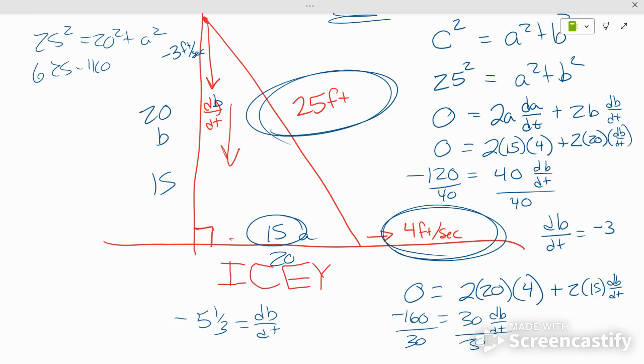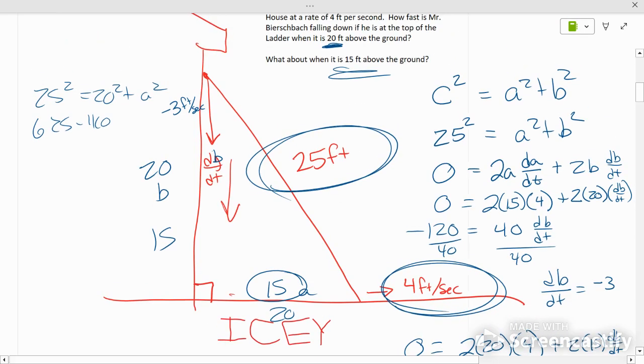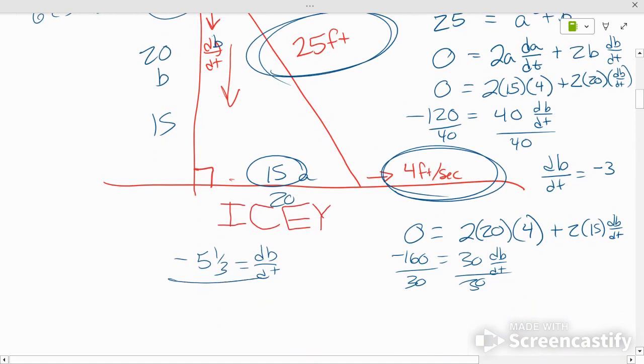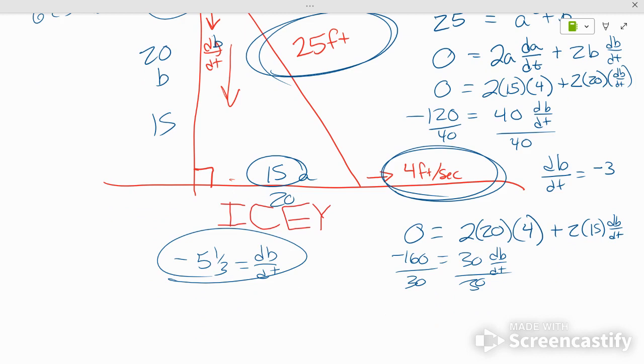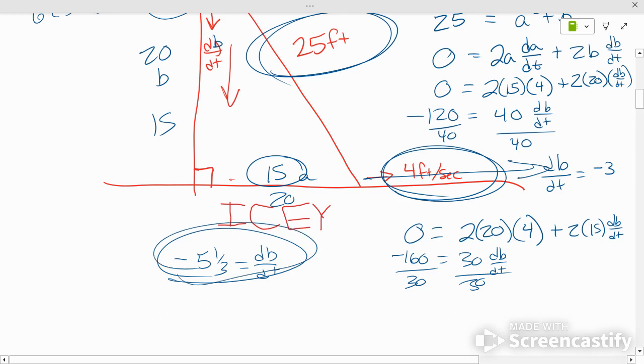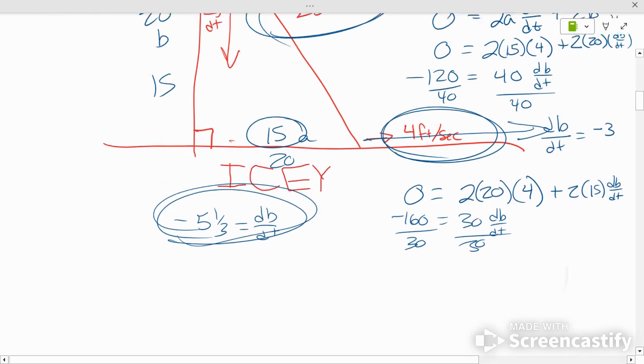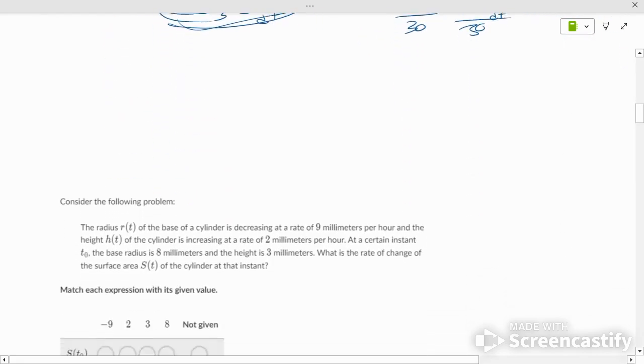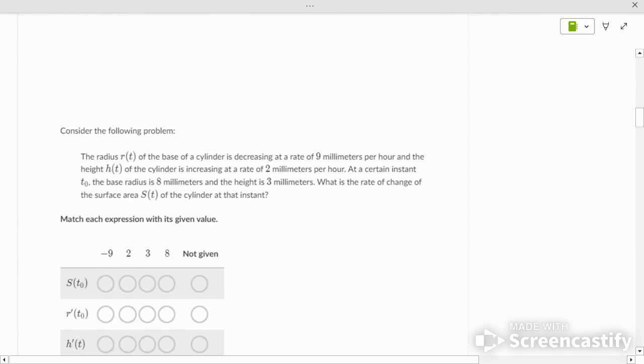5 1/3, basically. So when the ladder is 20 feet above the ground, I'm only falling at 3 feet per second. But by the time I get to 15 feet above the ground, I'm falling at negative 5 1/3 feet per second. So I'm picking up pace, even though the ladder is going at a constant rate away from the house. I'm picking up speed as I go down. Okay? So that's where we're getting to by the end of the day. Now we'll see all the steps we take to get there.